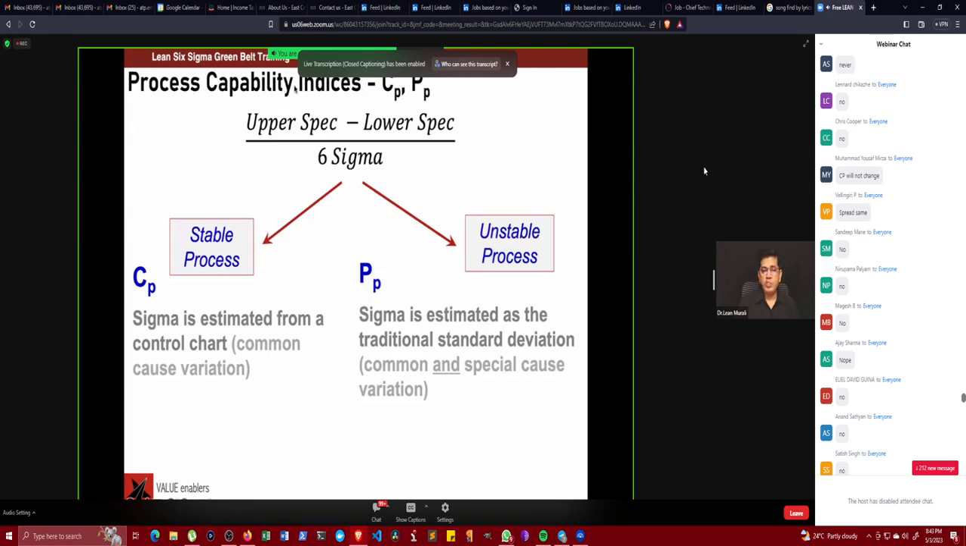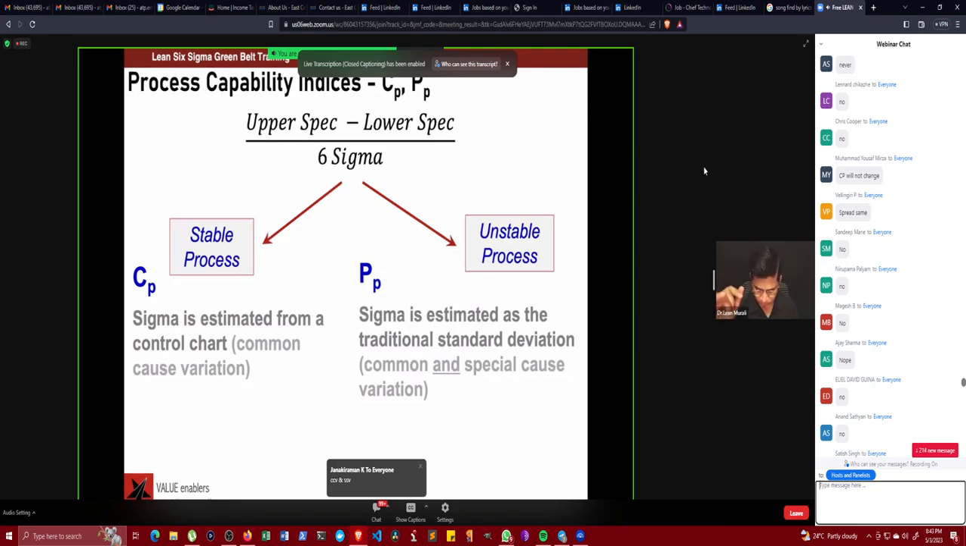Now I'll explain what a stable process and an unstable process are, and what CP and CPK are. We have already talked about common causes of variation and special causes of variation. All of you type CCV and SCV. CCV is common cause of variation. I'll tell you what it is.